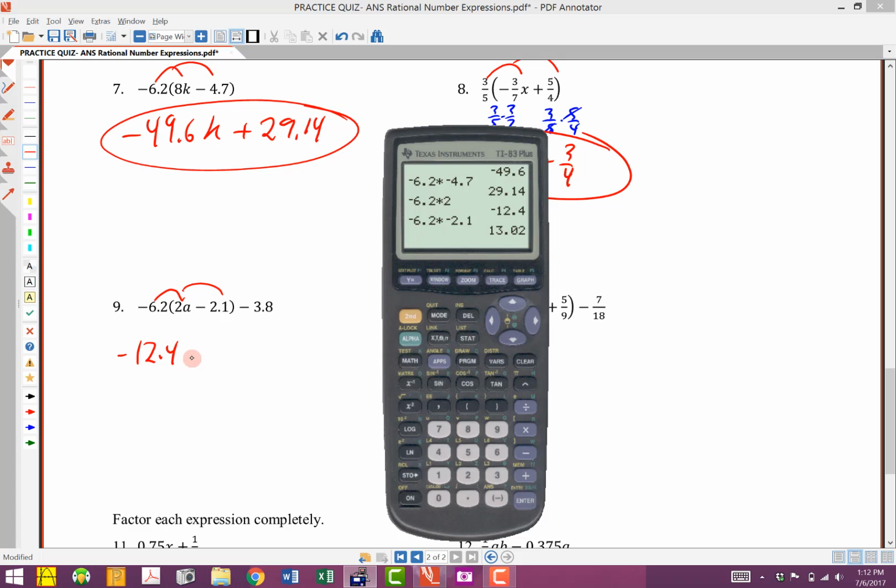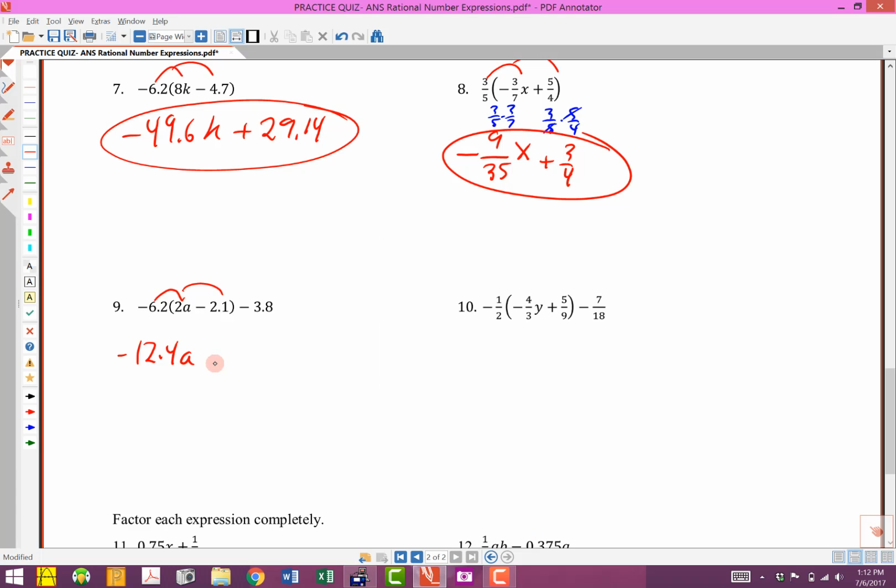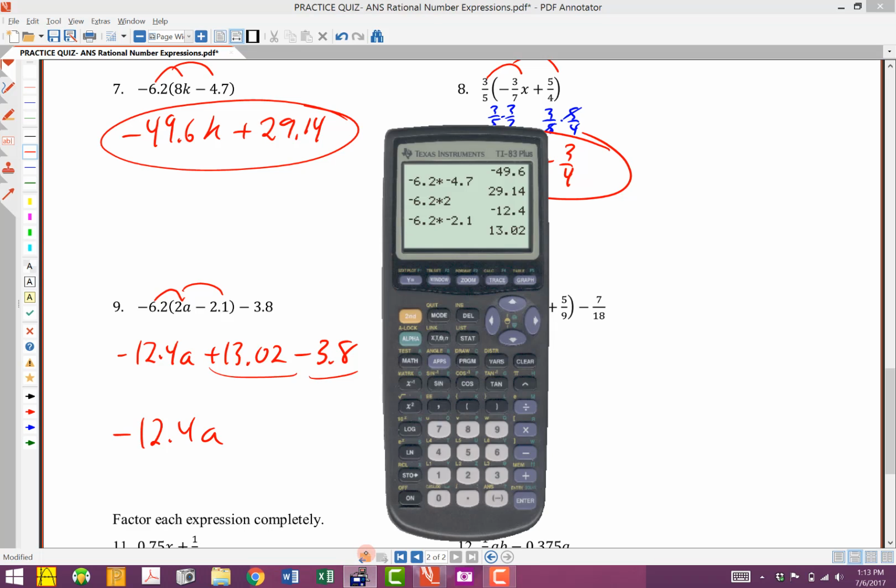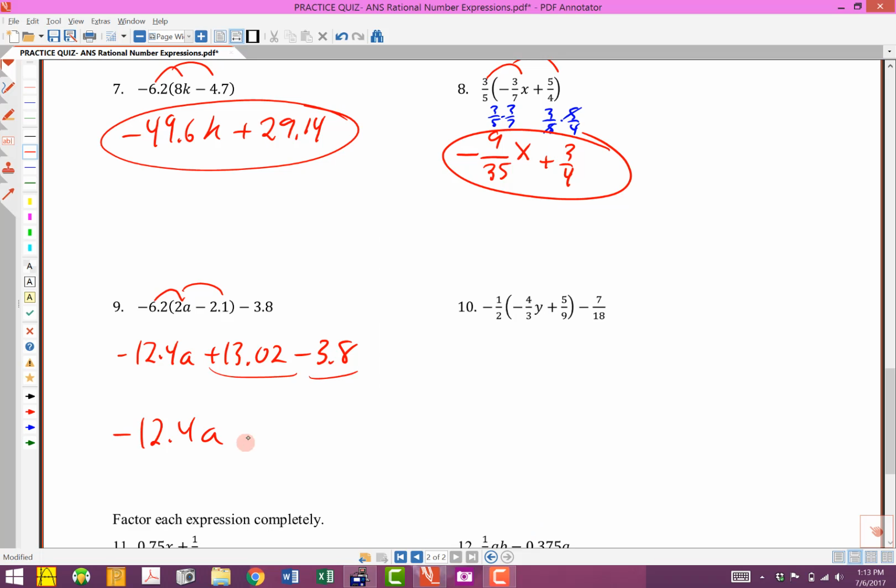So we end up with a positive, no surprise there. Whoops, forgot the a there. So again, positive 13.02, and then minus 3.8. So these are the like terms right here. So we're going to have negative 12.4a, and then when we combine the two of those together, 13.02 minus 3.8, we get 9.22. So add 9.22.